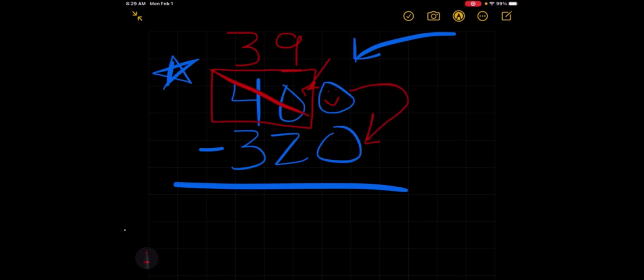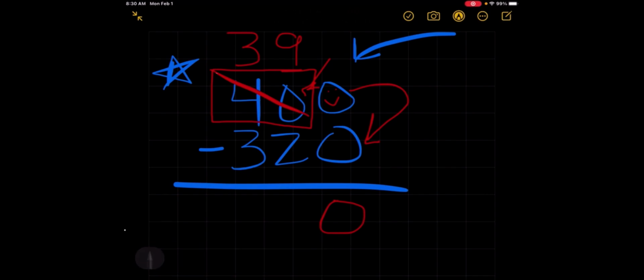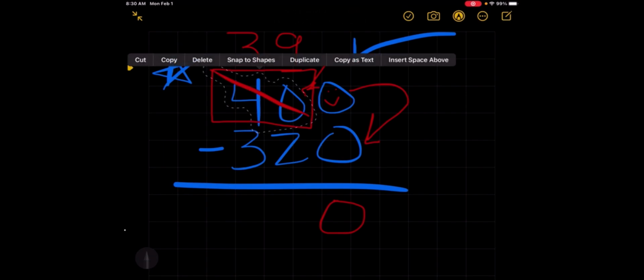So you see, I automatically got involved in trying to borrow because I saw the evil 0, but I didn't think to myself, 0 take away 0 is simply 0. I have no need to borrow. So I made a mistake. And all of this has to be redone.